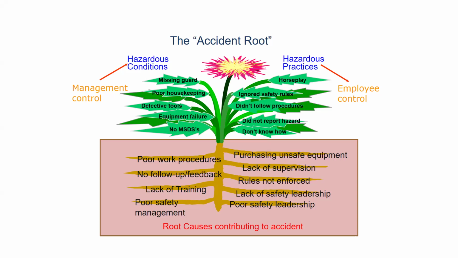Now, the immediate causes like hazardous conditions means unsafe conditions. Only 4% of immediate causes. Missing guards, the guard is missing. Poor housekeeping, there is no proper housekeeping procedure. Defective tools, the tools are not properly inspected. Equipment failure, no SDS, MSDS or SDS if the incident involves some chemicals.